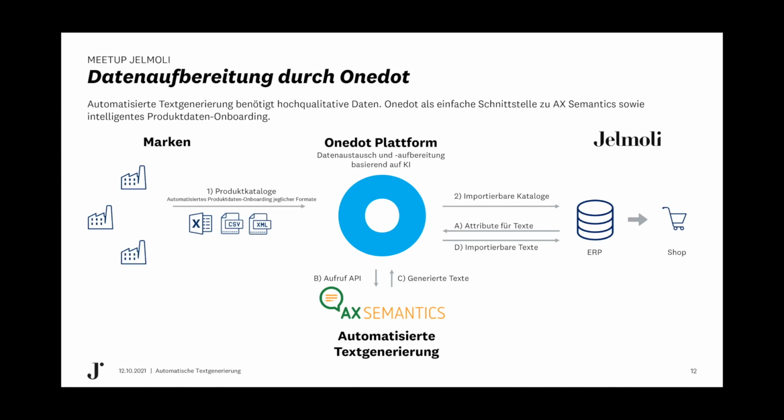Now that's the right-hand side of the Onedot platform. And as Lea has said before, it's really central to have high-quality data by the retailer, by Jelmoli. We have to make sure that AX Semantics has enough information to generate product descriptions that contain a lot of information. On the other hand, the Onedot platform can also be used to link suppliers and brands to the retailer. So that's the left-hand side.